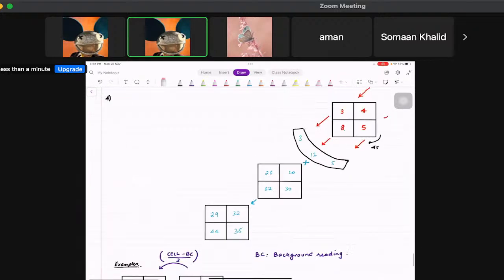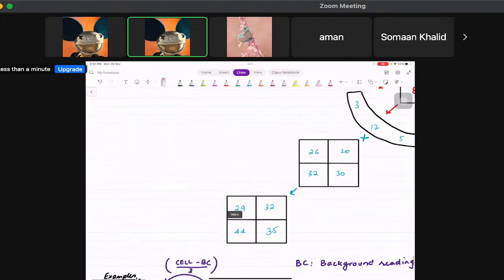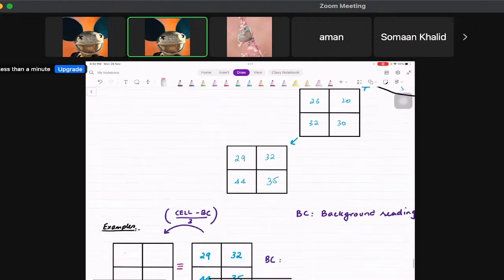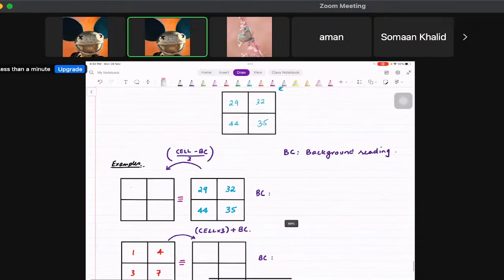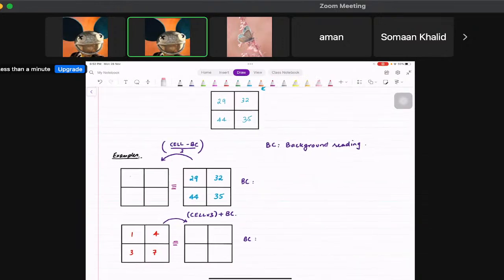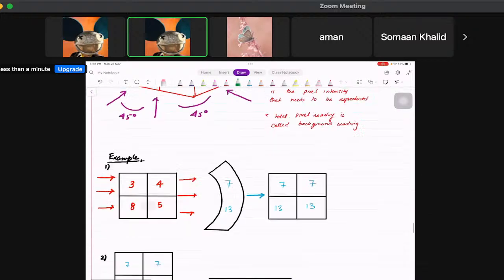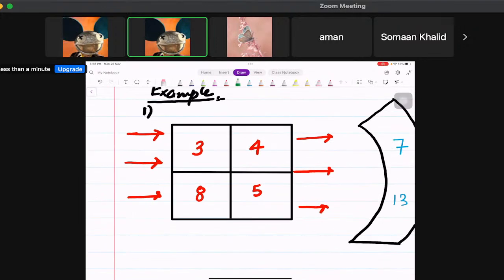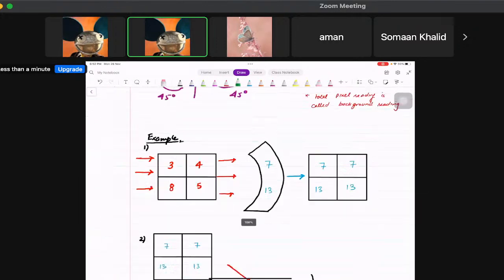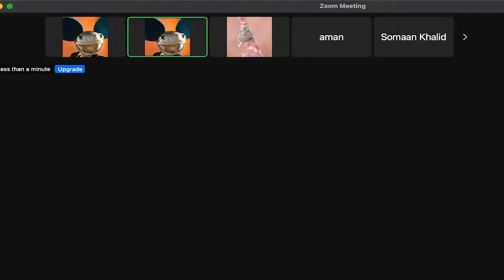Now the most important thing is that when you're looking at this, you should remember that the background reading is taken. If you go to the first one, this was the original pixel reading. You just need to add them together, like 3 plus 4 plus 8 plus 5. So you're going to say 3 plus 4 plus 8.